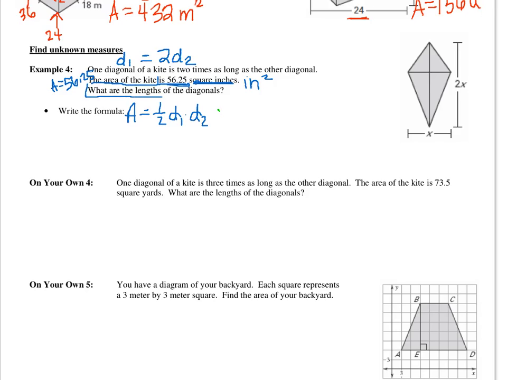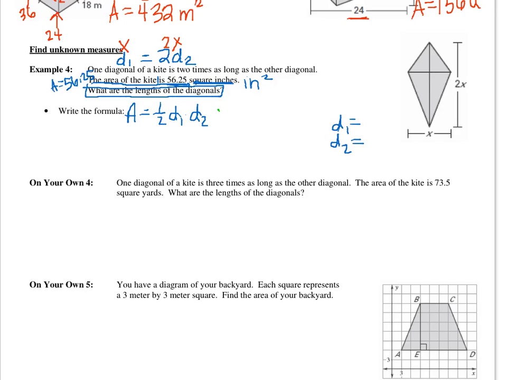Here's the question. What are the lengths of the diagonals? So I need to find D1 and D2. I have D's on the picture right here. It gives me X's. So this one's X, this one's 2X. So I could put X here and 2X here as well. So let's do that. We got X here and a 2X here.